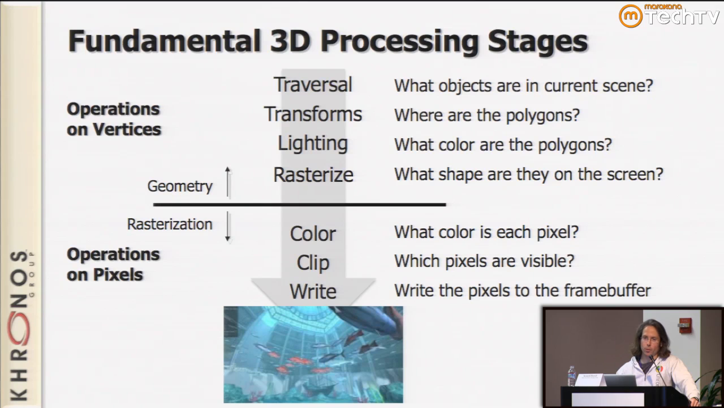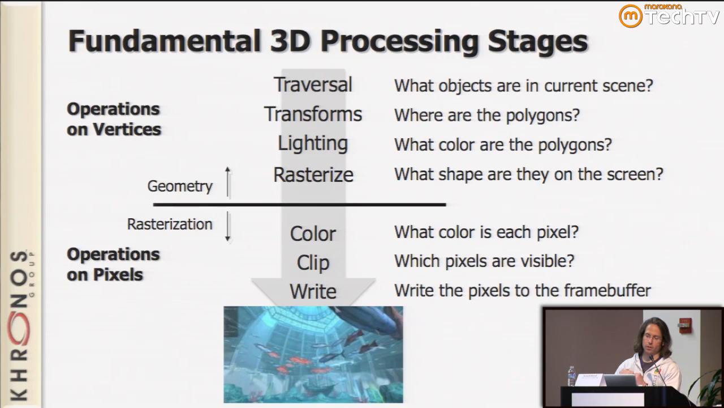Then you say, okay, well, based on their current locations in 3D and the current positions of the lights in the scene, how are they shaded, okay? And then finally, they're rasterized. They're converted from a vector representation where they're just 3 points in space, and they're actually converted into what pixels are going to be filled in on the screen, okay?